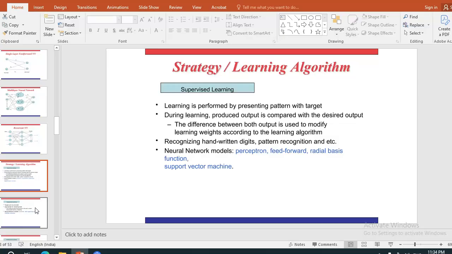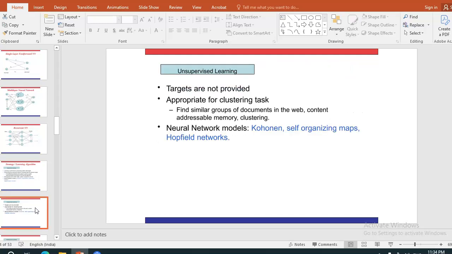Then finally we have reinforcement learning. It is another type of learning. It works based on feedback. That is, if you are doing good, it provides a reward. If you are not doing good, it provides a penalty. For example, robotics automation and pathfinding are very important applications where reinforcement learning is applied. So these are all the different types of learning algorithms in artificial neural networks.